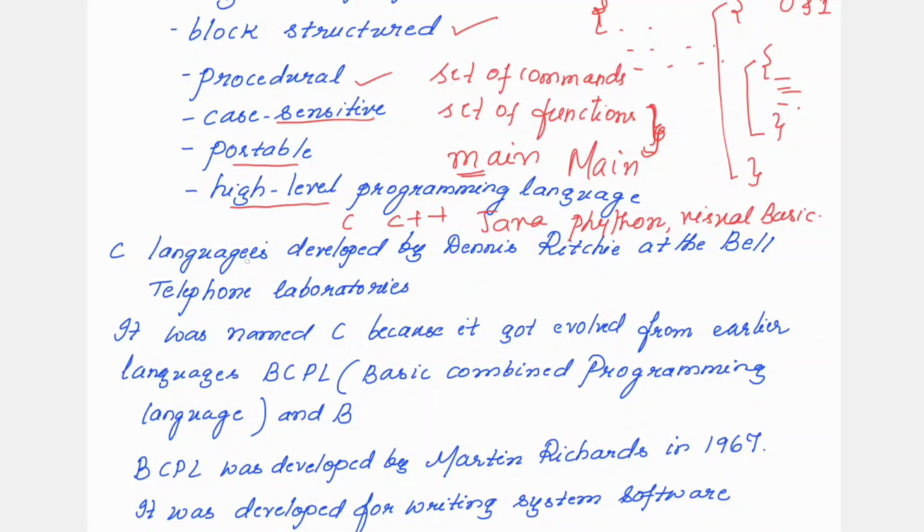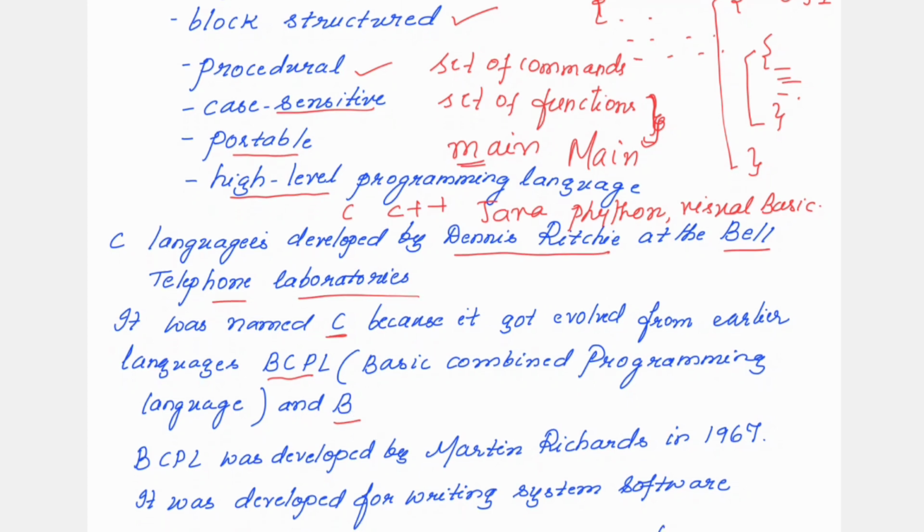C language was developed by Dennis Ritchie at Bell Telephone Laboratories. And this language was named C because it evolved from earlier languages. Which were the earlier languages? One was BCPL and another was B. BCPL stands for Basic Combined Programming Language, and you have another language B. From these two the C language evolved.